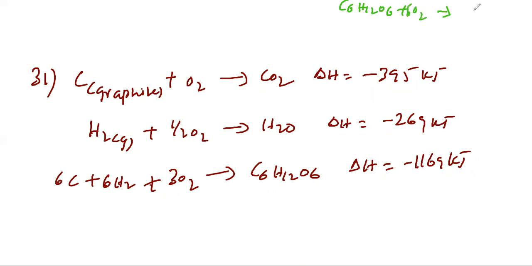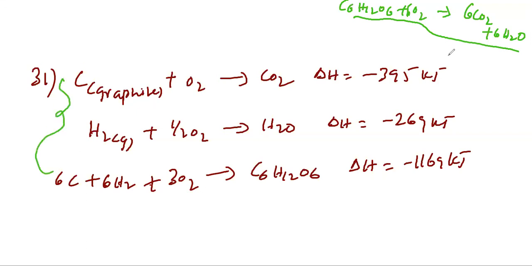That is 6CO2 plus 6H2O. This is the required equation we have to get: C6H12O6 plus 6O2 gives rise to 6CO2 plus 6H2O, combustion of glucose. By using these three equations, we have to get this above equation.